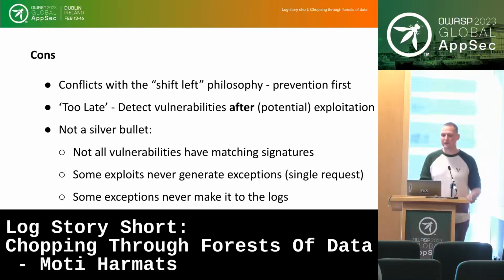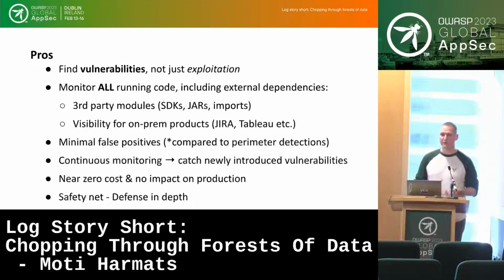They would also say it's too late. You don't want to detect the vulnerabilities only after the exploitation. You want to detect it before they are exploited. In addition, it's not a silver bullet. Not all vulnerabilities can have matching signatures that you can create, and not all exploits generate noise. Some exploits are really, really clean. They don't generate any exceptions, like a single request exploit that pops a reverse shell, and you wouldn't see it in some error. And one pain that we have is that developers can swallow logs. They can hide logs and not write them into the log or replace them with some other exception.